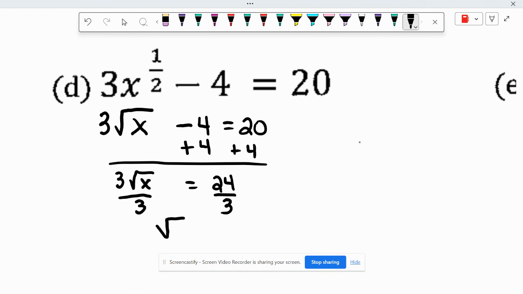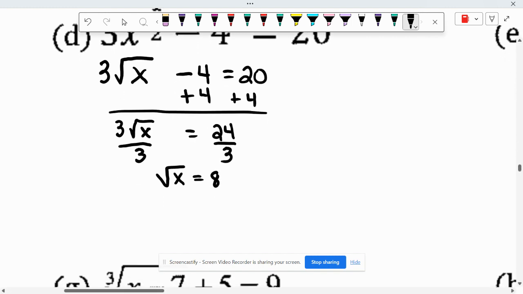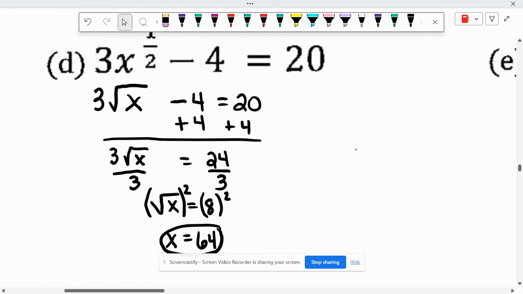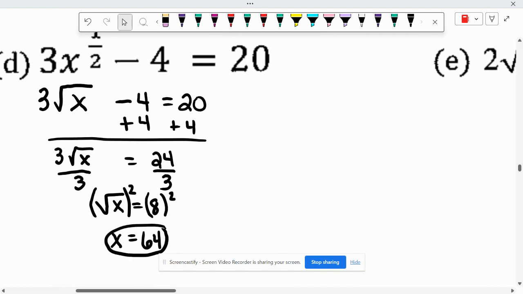So now I have the square root of x equals 8. How do I get rid of that square root symbol? What'd you say? Square it, yeah. So the square root of x squared is just x, and that says that x equals 64. We definitely need to check that one.